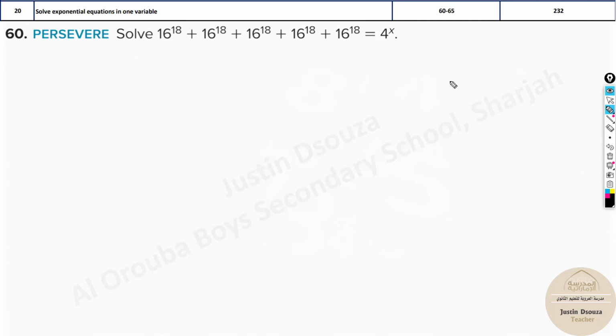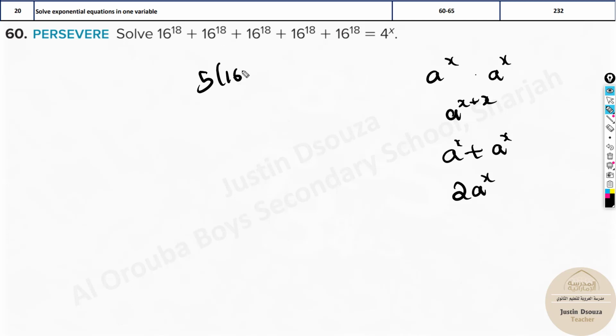Plenty of methods, you can take log, this, that and all. But the first thing is we need to differentiate certain things. Now if you have a to the power x multiplied by a to the power x, what happens? We do x plus x, the powers add up. But now if you have plus here, let me write it separately, sorry. If you have a power x plus a power x, then it is not the same. Here it will be 2a power x. Now here we have 5 times 16 power 18. This is the concept over here. That is equal to 4 to the power x.